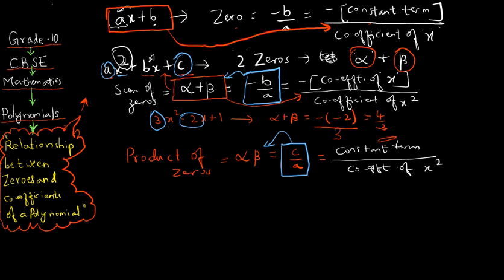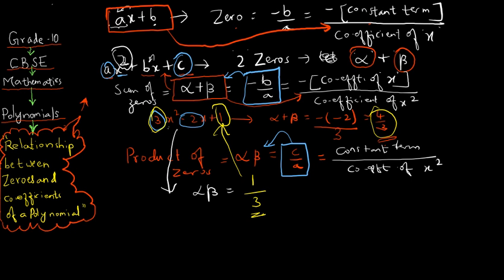So if I take the same example, 3x squared minus 2x plus 1, then for this quadratic my product of roots would directly be the constant term by the coefficient of x squared. So here comes the constant term, and here comes the coefficient of x squared. So I have constant by coefficient of x squared. So the product of roots is 1 by 3 for this quadratic, and the sum of roots is 4 by 3 for the same quadratic. This is how we understand the sum of zeros and product of zeros of a quadratic polynomial.